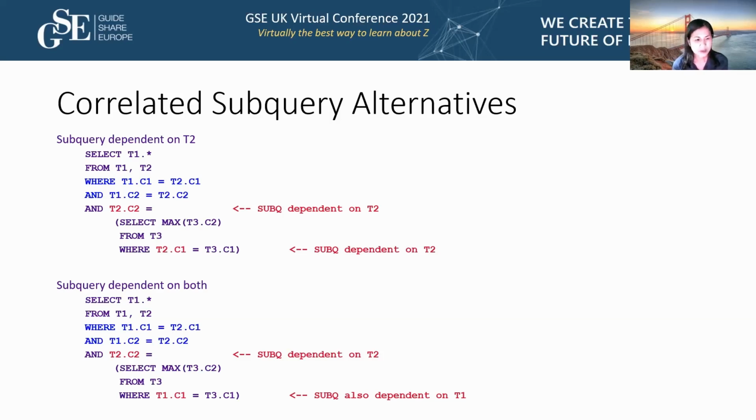The next example shows the same statement can be rewritten so it depends on tables T1 and T2. We have a predicate T2.C2 equal to a subquery, and inside the subquery, there's a predicate on T1.C1. So this example shows we can write the same query so that it depends on both tables T1 and T2.